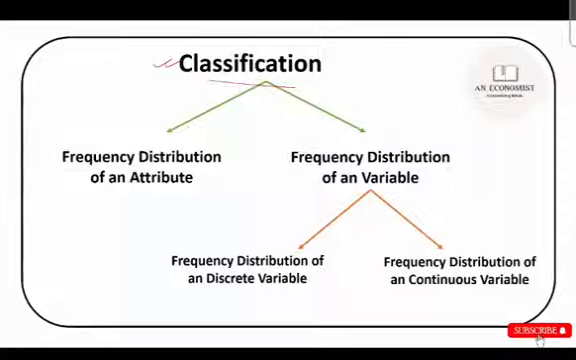Now if you have seen my types of data video, then you will know that data used by the statistician is majorly of two types. One is attribute, another one is variable. So frequency distribution is constructed according to the types of data. The first classification is frequency distribution of an attribute and the second is frequency distribution of a variable. Under variable you have two further classifications. First is frequency distribution of a discrete variable and second is frequency distribution of a continuous variable.